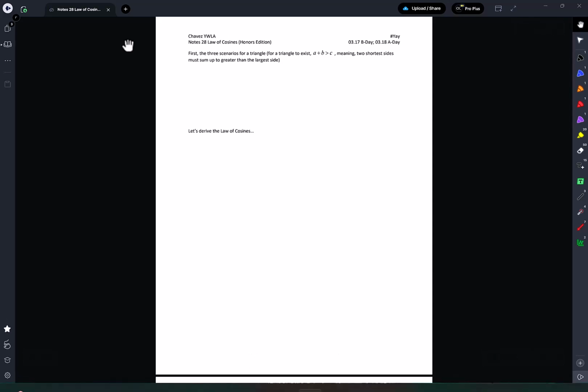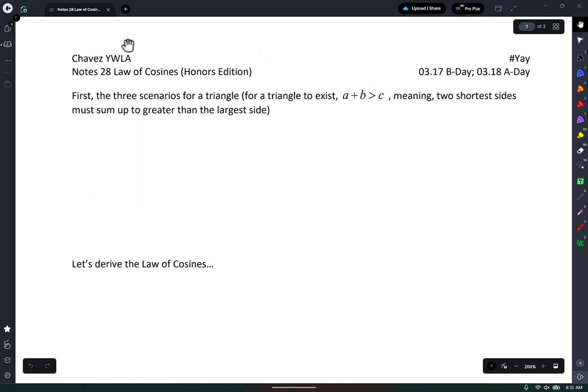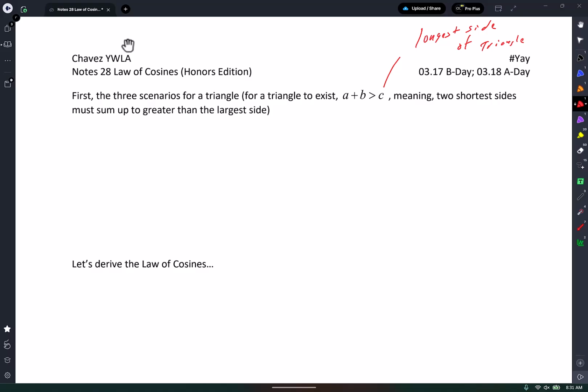So here we go. Hopefully you remember this, but if you don't, no big deal. For a triangle to exist, the sum of the two smallest sides, A and B, has to be greater than the longest side. Letter C is the longest side of a triangle, and then A and B are the other two sides.